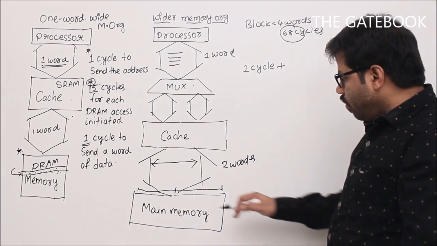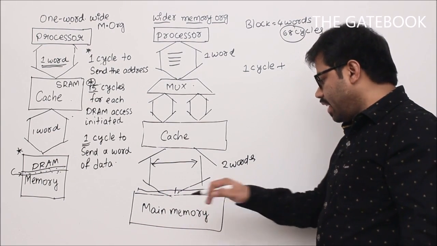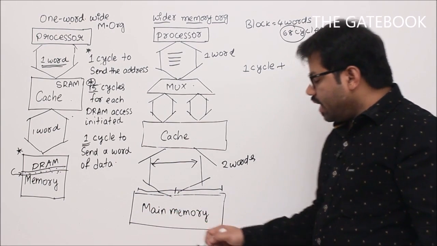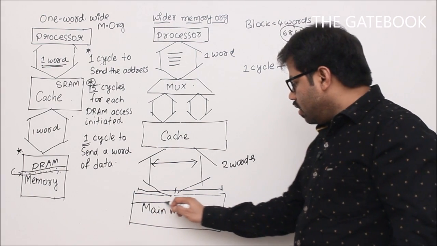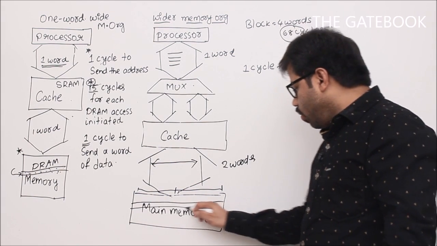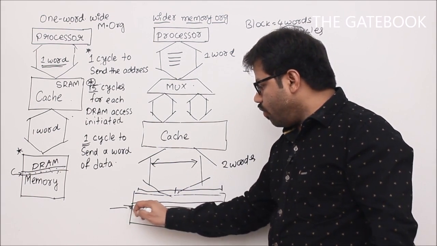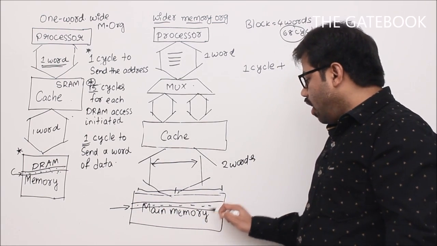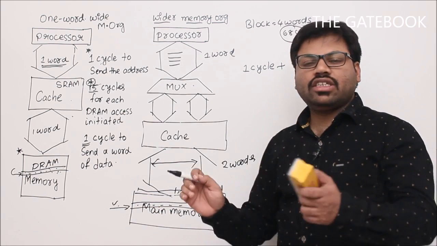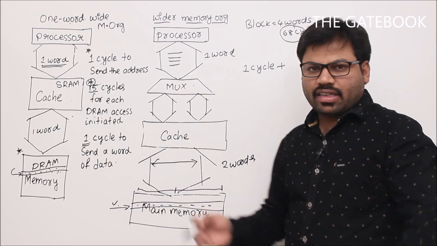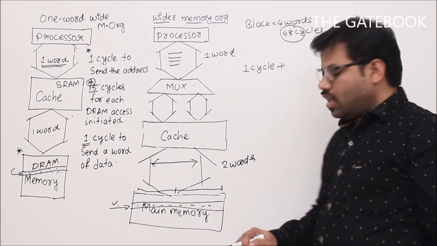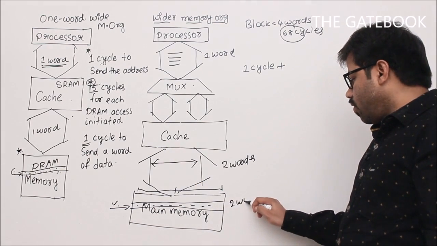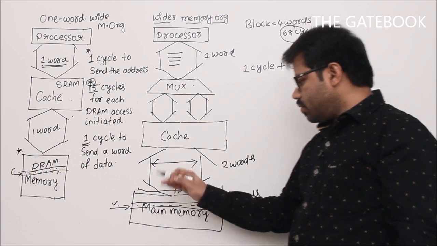Before that, your DRAM should be initiated again. Initiating DRAM is nothing but identifying the right row, because there is a right row where your data is hidden, right? We have to identify the right row. You can imagine your main memory as a matrix of rows and columns.